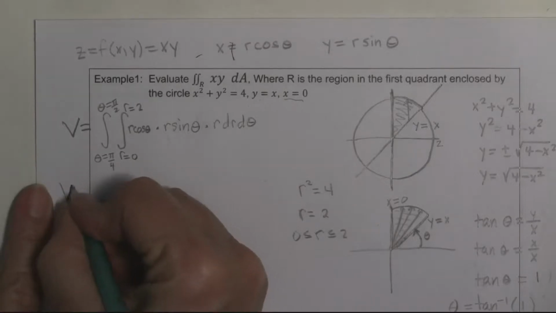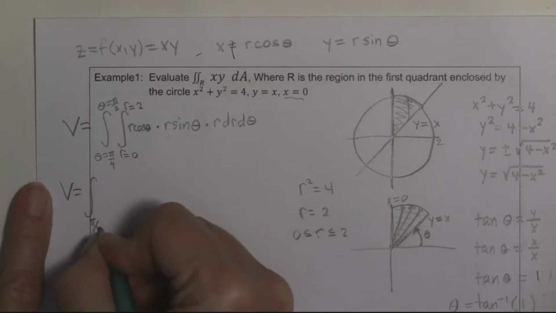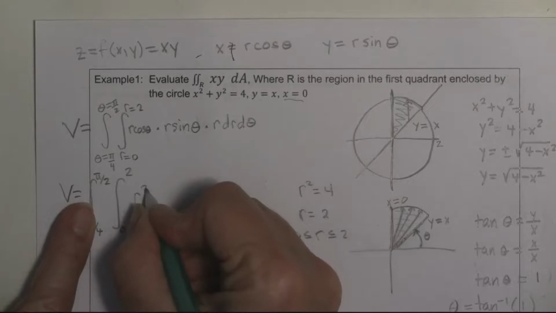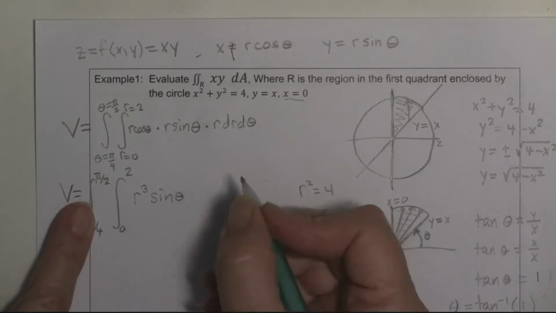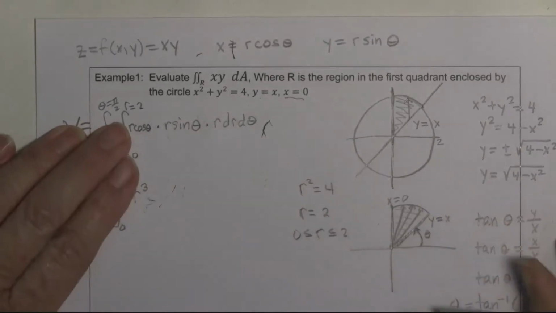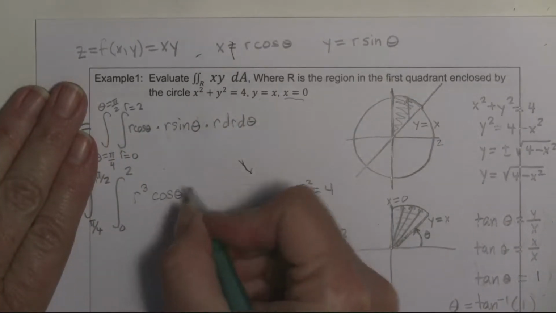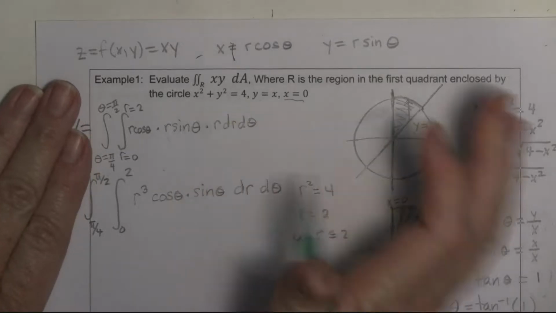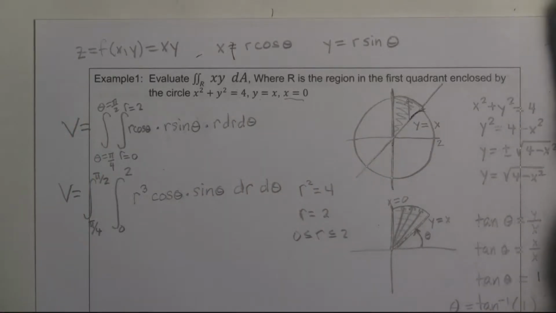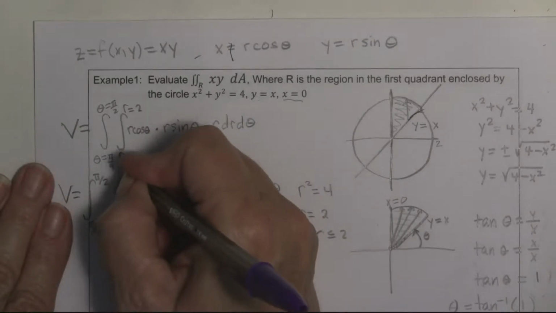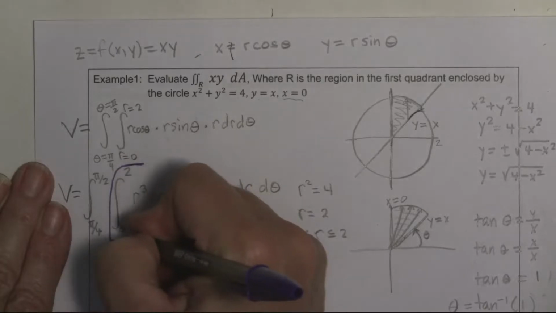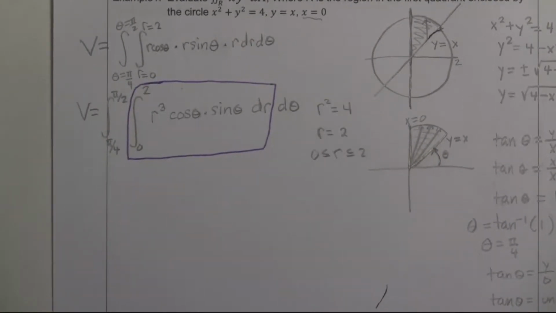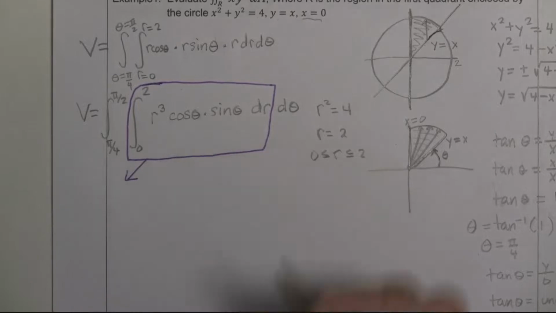So our volume is our integral from pi over 4 to pi over 2 of 0 to 2 of r cubed sine of theta cosine of theta. I don't know why I wrote sine first. It doesn't matter though. So cosine of theta times sine of theta dr d theta. And then what I'm going to be finding, I'm going to put a purple box around it right here. Oh, my purple pen. I'm going to find this. So that's what I'm finding first. And I'll put a purple box around it. So I like to put it down.